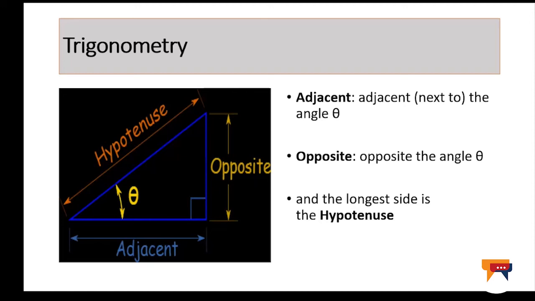is an example of a right-angled triangle with the adjacent side. The adjacent side is the side next to the angle theta, which is indicated in blue. And then we have the opposite. The opposite is the side that is opposite the angle theta, represented in yellow. And then we have the hypotenuse, which is regarded as the longest side in a right-angled triangle.